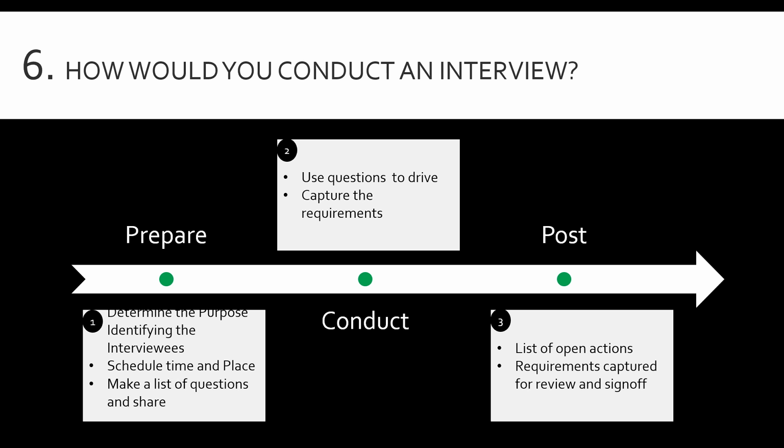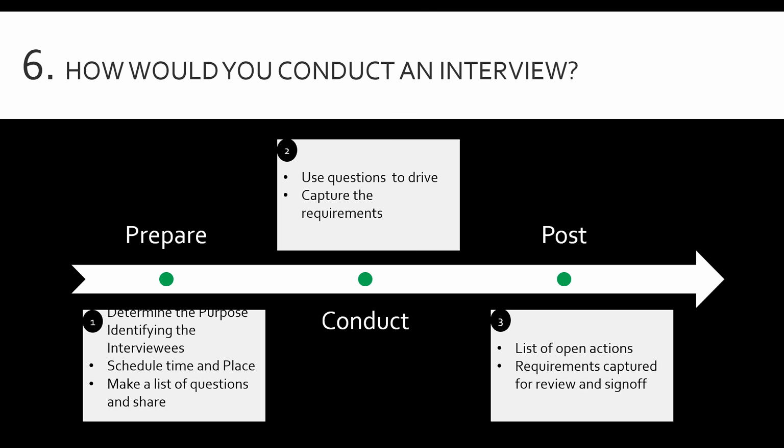Next question, question number 6. Can you tell me about a time when you conducted an interview? If you have answered that you have used the interview technique, then the interviewer might ask this question to get to know more about your experience. Like we spoke for the workshop, the interview elicitation technique has 3 phases: prepare, conduct, post the session.